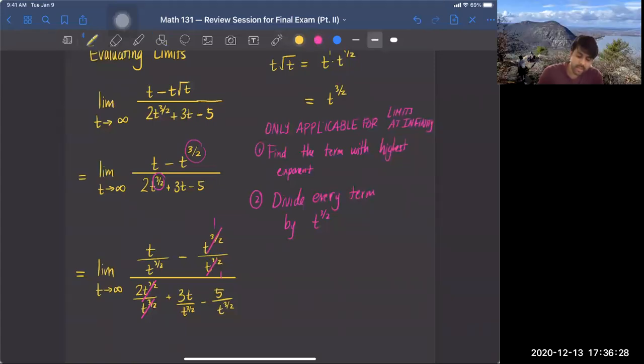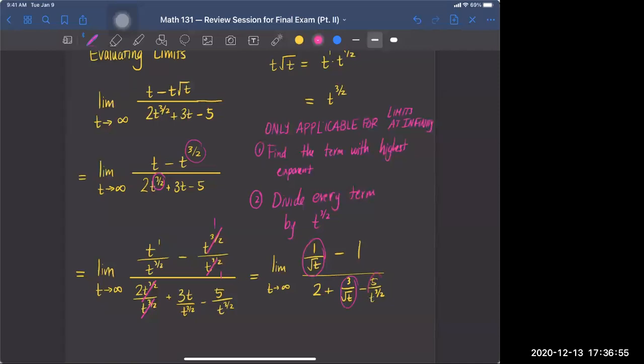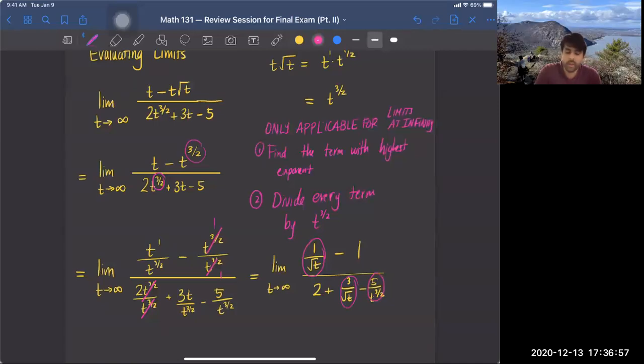Yes, that's correct. Let me fill in the details really quick. 1 minus 3 halves is negative a half, so this will be the square root of t minus 1, all over 2 plus 3 over the square root of t minus 5 over t to the 3 halves. But all of these fractions approach 0 as t gets infinitely large. That's why we put little arrows here, because we know what's going to happen if t gets arbitrarily large.